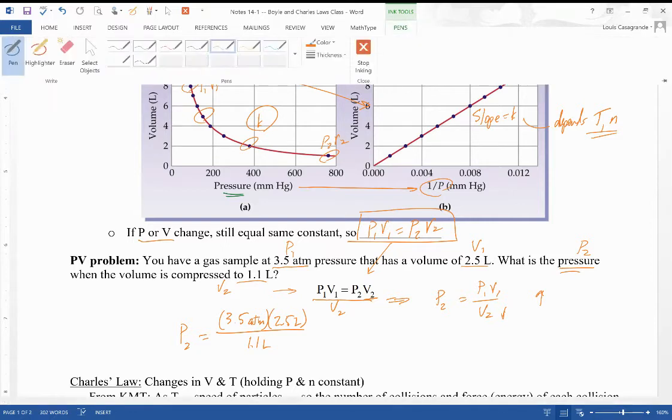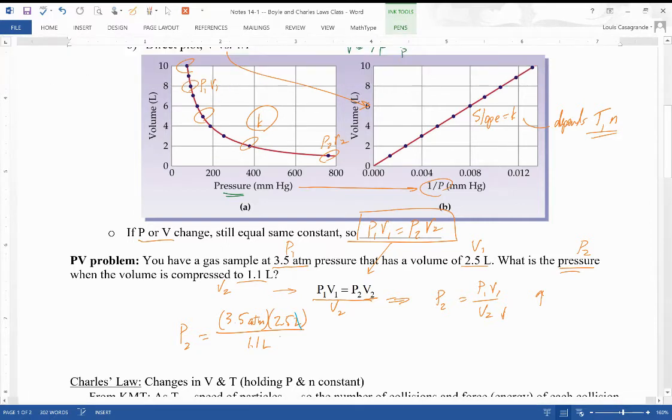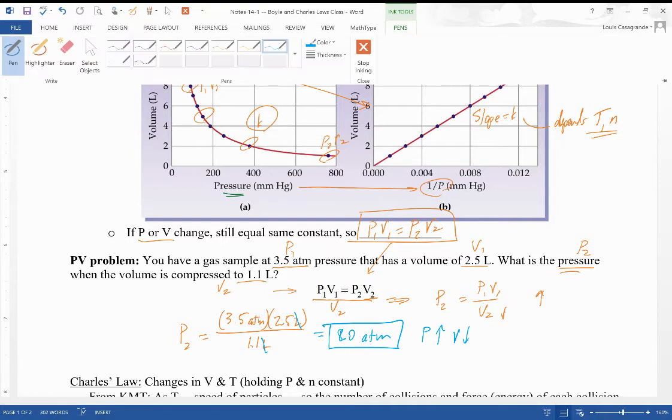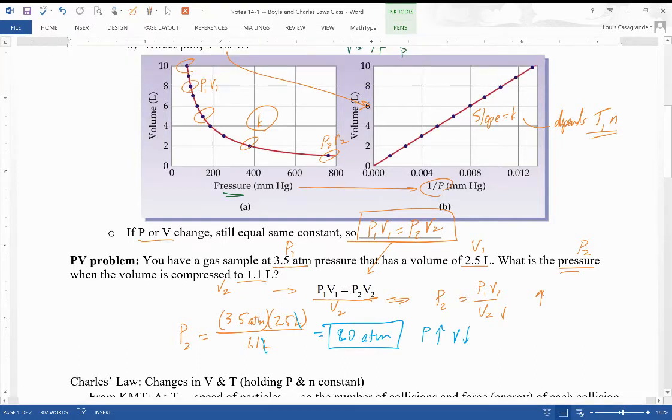The liters are going to cancel out. And when you do this, we get 8.0 atmospheres as our final answer. And as expected, the pressure went up when the volume went down. So always do that little reality check. Make sure it works right. The biggest mistake people make in here is using the wrong equation, using an equation that looks like the next equation. So please try to avoid those mistakes.